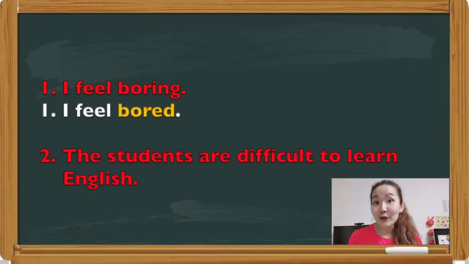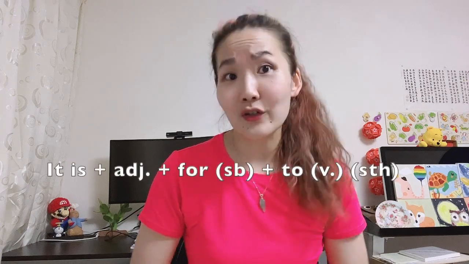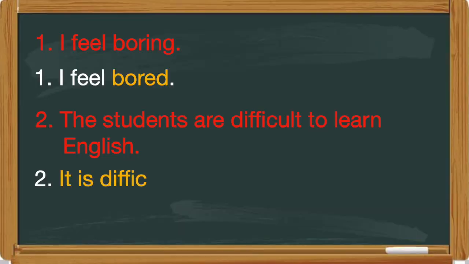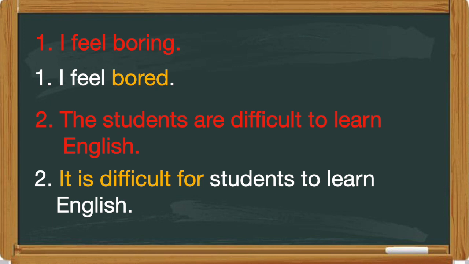This book is boring. Sentence 2, another extremely common problem to do with adjectives for ESL learners is that it doesn't match with the English sentence structure. For Chinese students, it makes sense to say the students are difficult to learn English. However, in English, we use this sentence structure with adjectives. So it should be, it's difficult for students to learn English. Remember this useful sentence structure. Write it down in your notebook.